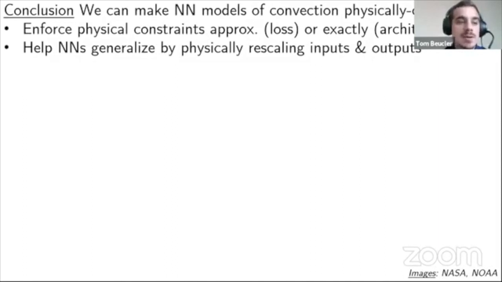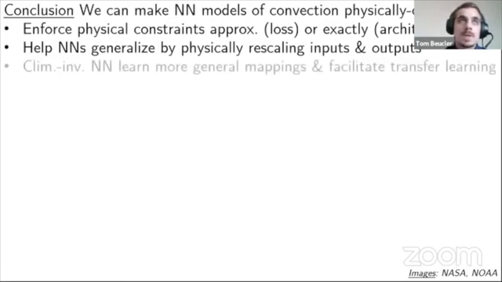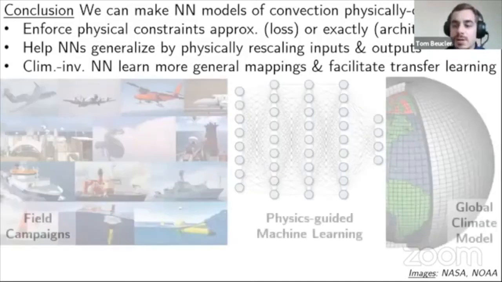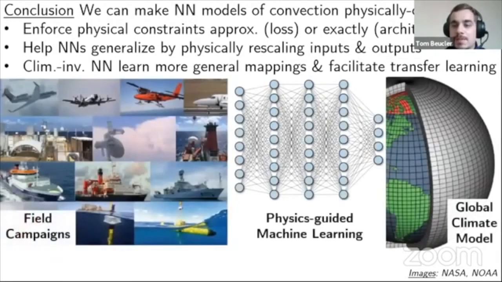So the forward arrow described by Elizabeth Barnes for different purposes. Finally, we also find that climate invariant neural networks learn more general mappings and facilitate transfer learning, and one aspect I find particularly exciting about that is that physics-guided machine learning may be one of our most promising tools to assimilate sparse observational data from observational field campaigns into global climate models in a way that's physically consistent.